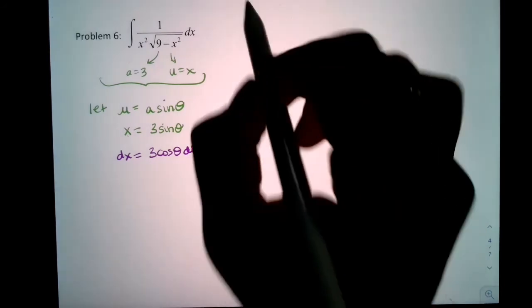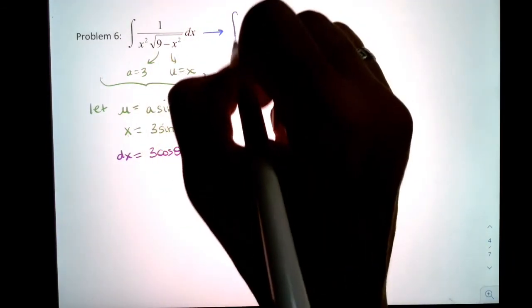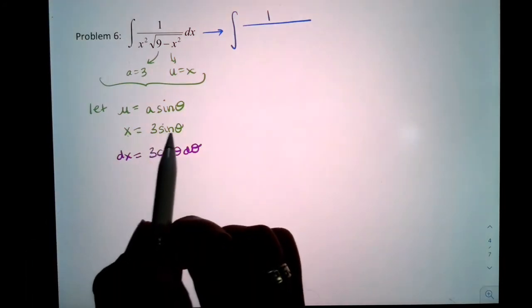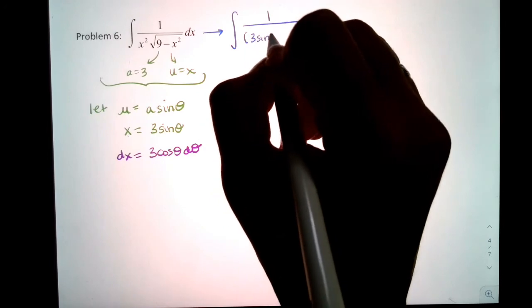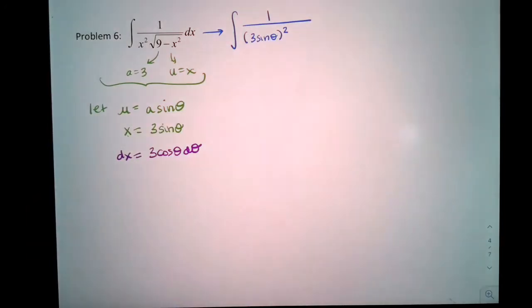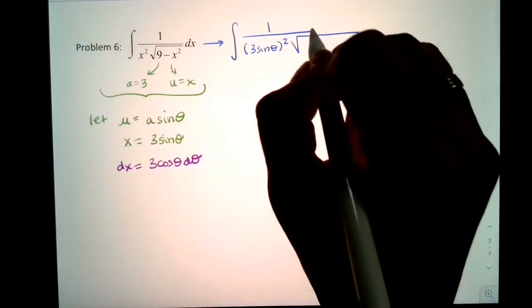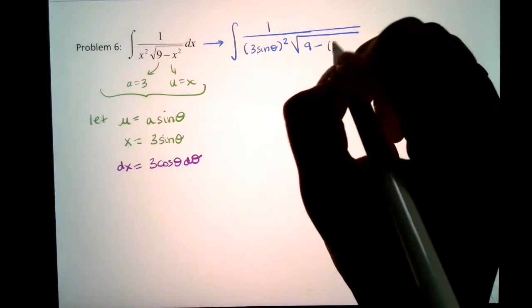Okay, so let's come over here and actually transform this integral using a trig substitution. So anywhere I have an x, I'm going to replace 3 sine theta. Well, right there I have an x squared, so I'm going to write 3 sine theta squared. In the denominator you have a square root, and you have 9 minus x squared. Now remember, x is 3 sine theta squared.